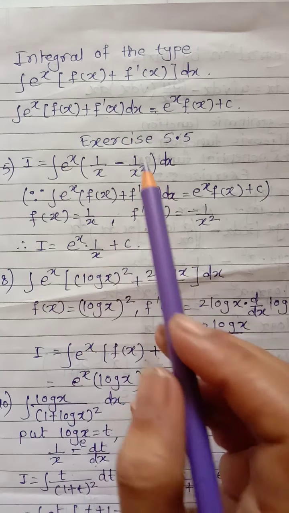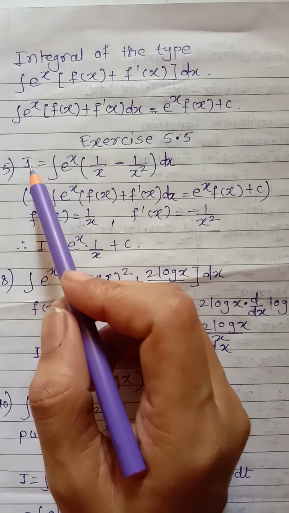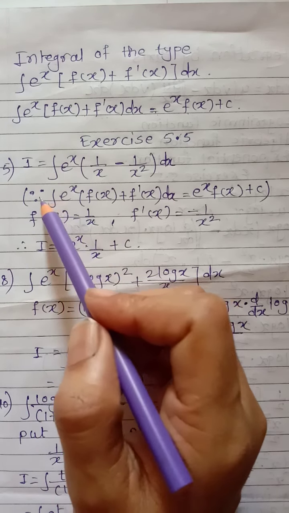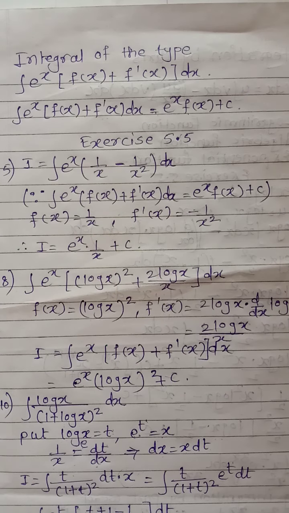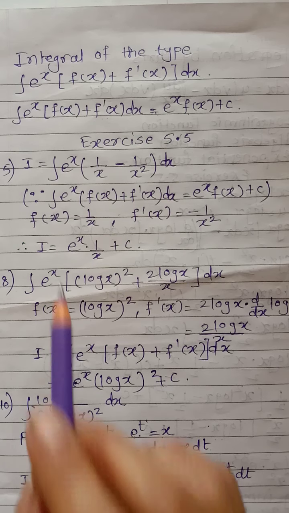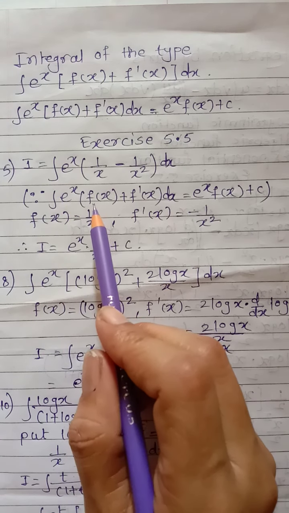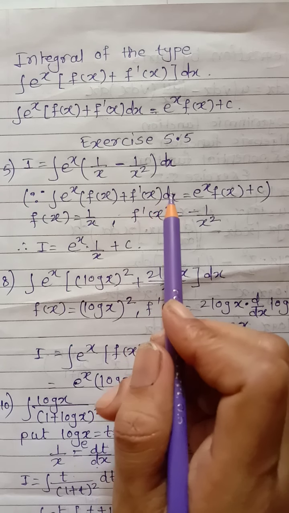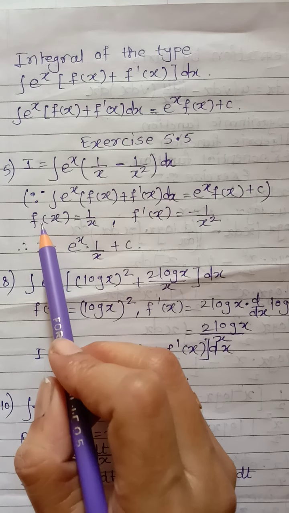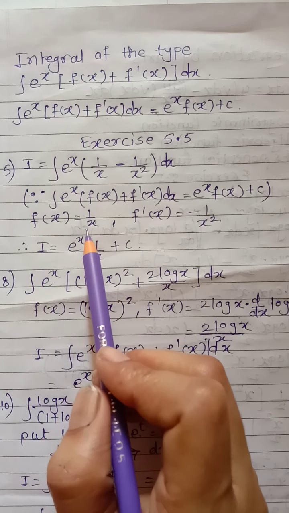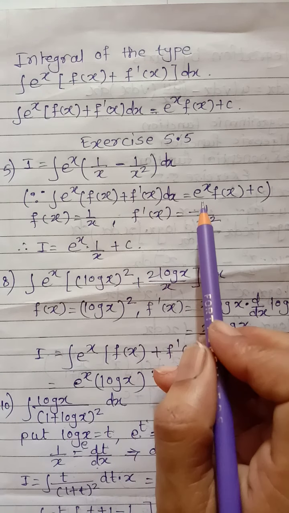Okay, let's start our exercise 5.5. In this, your first question is I is equal to integration of e^x into bracket 1 upon x minus 1 upon x square into dx. Now see, we know the formula integration of e^x into (f of x plus f dash x) dx is equal to e^x into f of x plus c. Now here what is your f of x? Your f of x is 1 upon x. And its derivative means f dash x. F dash x is what? Minus 1 upon x square.